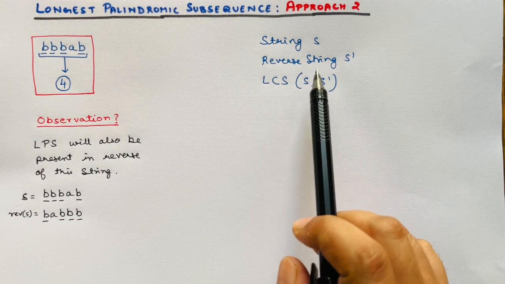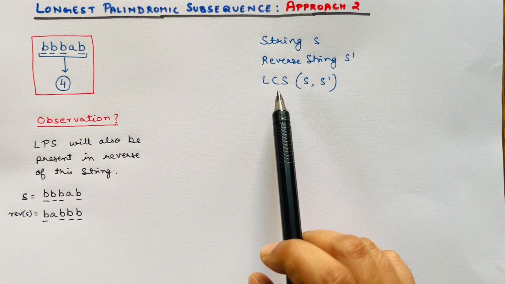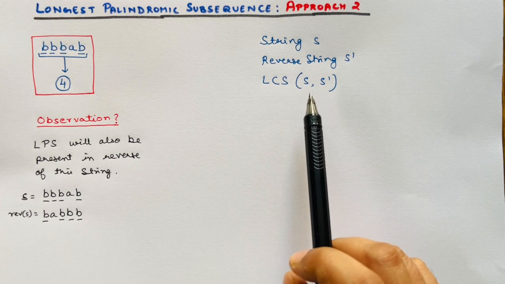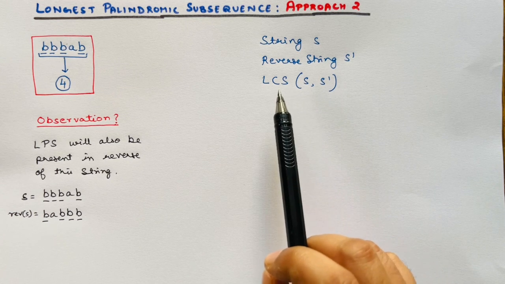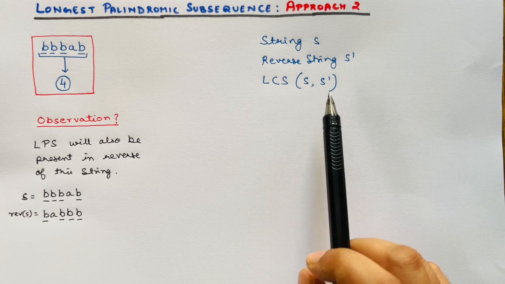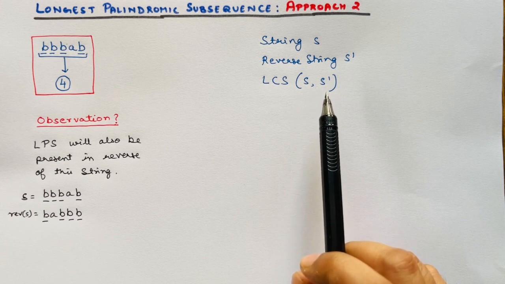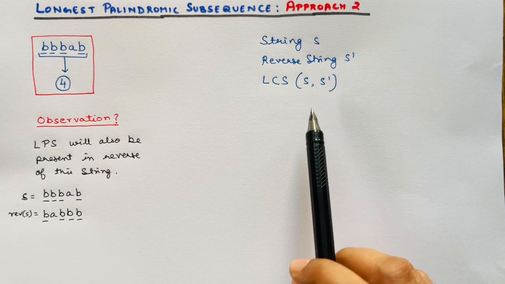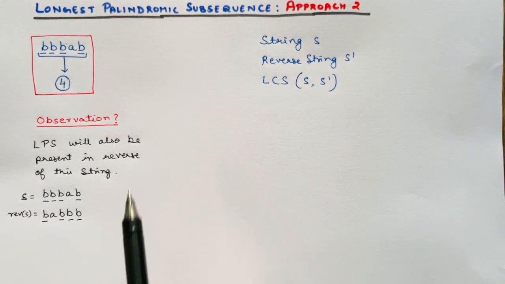Now, reversing a string is a very simple problem that we can do. But how do we find the length of the longest common subsequence between two strings? We have discussed this in the past videos, where we take two strings as input and return the length of the longest common subsequence. We have solved this using top-down dynamic programming as well as bottom-up dynamic programming. You can find the link to both of these videos in the description as well as in the top right corner of your screen. With this approach, we can solve the problem of longest palindromic subsequence.